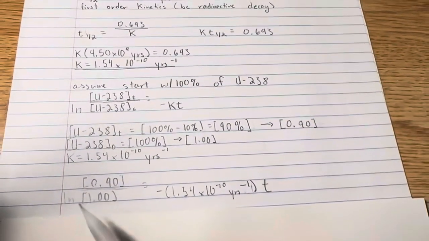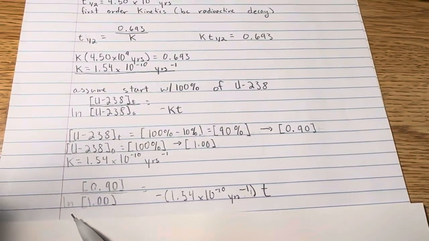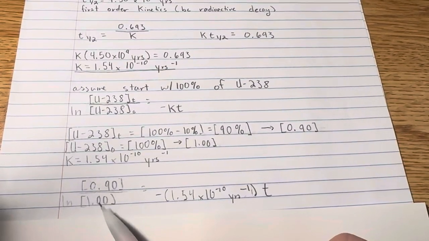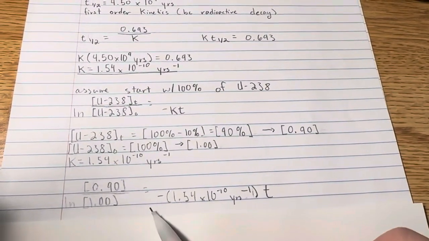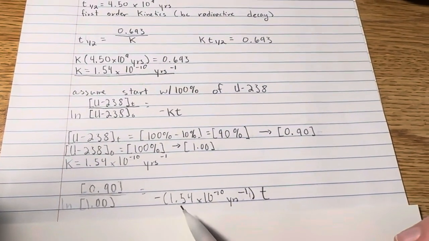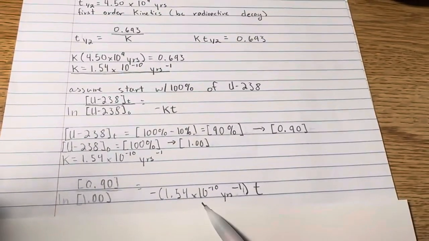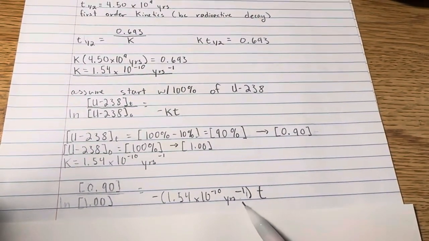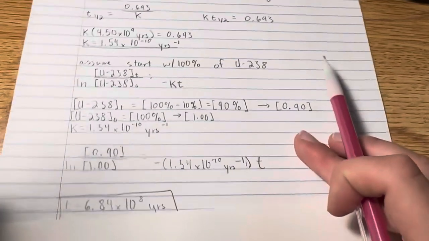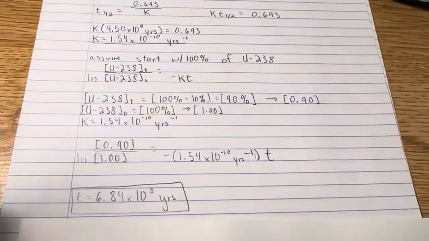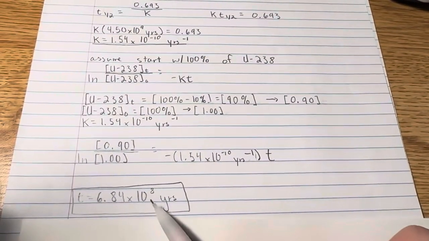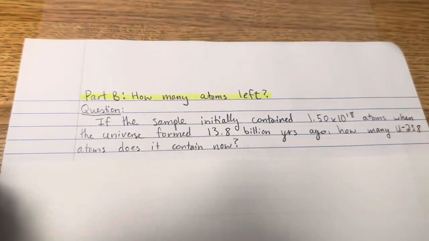Then we're going to plug everything in as here. The natural log of 0.90 divided by 1.00, you want to take the natural log of the whole thing, equals negative 1.54 times 10 to the negative 10 years to the negative 1 times t. And then we solve it, and we get that t is 6.84 times 10 to the 8 years. So let's get started on part B.